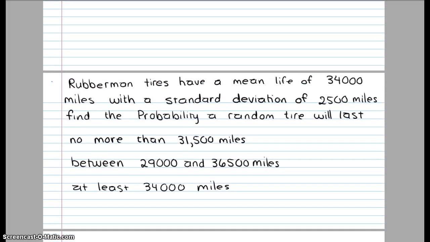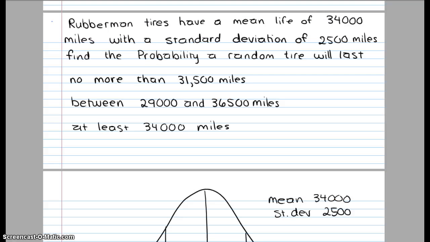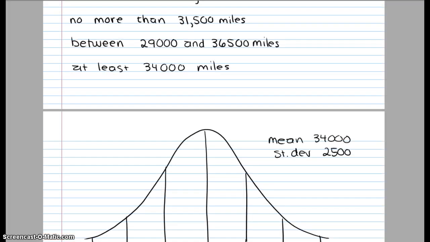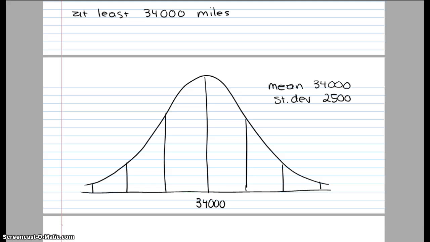Let's take a problem. I made up a tire company, Rubberman Tires. They have a mean of 34,000 miles with a standard deviation of 2,500 miles. Find the probability a random tire will last no more than 31,500 miles. Well, I'd like to make out a little chart like we've been doing, but now my mean has changed to 34,000. If I subtract one standard deviation, 34,000 minus 2,500, that's going to put 31,500 here.